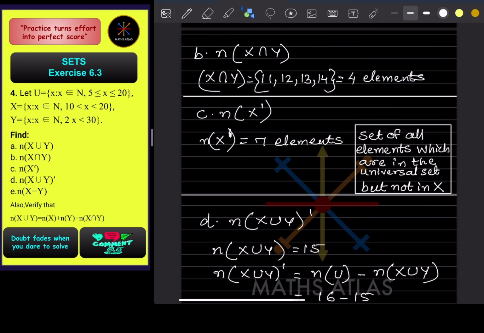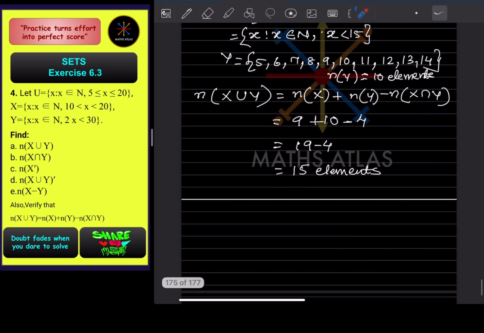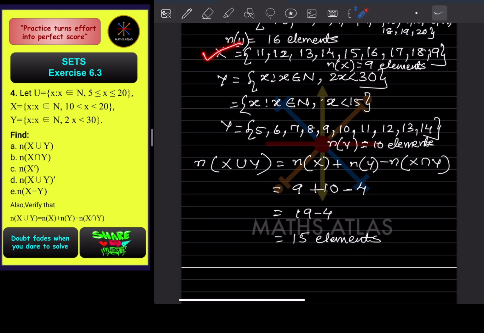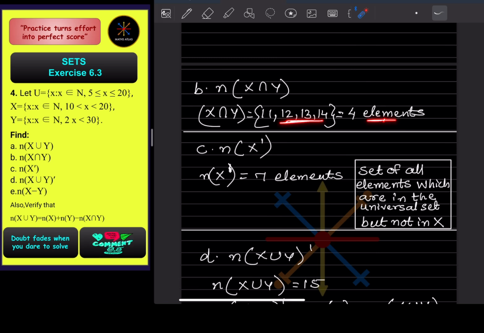Now let us see how to find out n of x intersection y. So here, x intersection y, this is x and this is y. Sorry, this one is y. Here we have to see the elements which are common. So now we can see 11, 12, 13 and 14, which are in both the sets. So we have to write that 11, 12, 13, 14, which are the four elements.